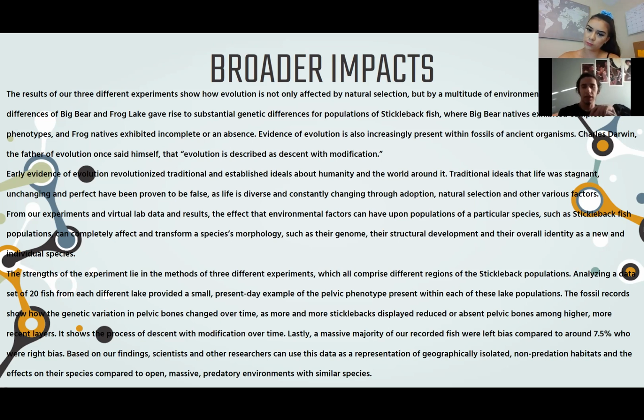This shows that, based on our findings, scientists and other researchers can use our data as a representation of geographically isolated, non-predation, little-changing habitats, and the effects on those species compared to ones that are open, massive, full of diversity, and full of predators.